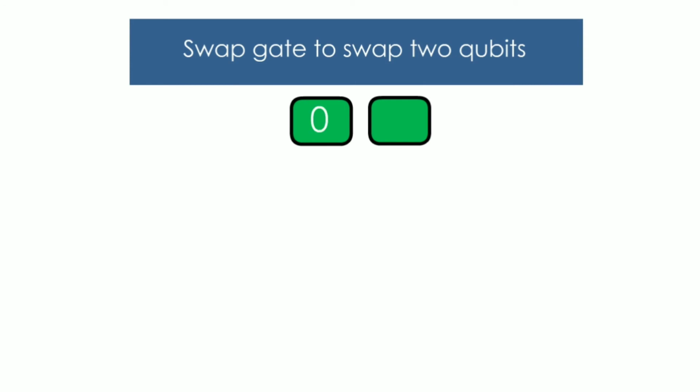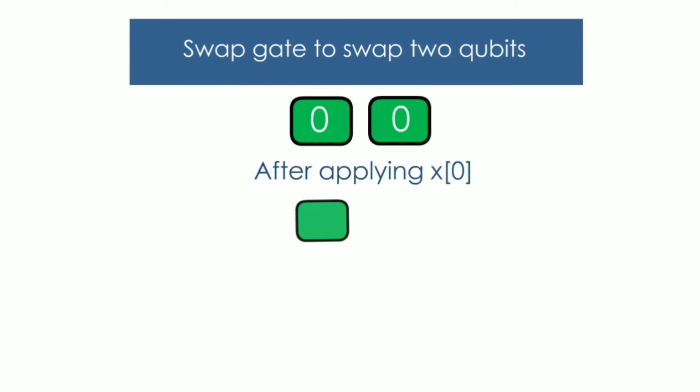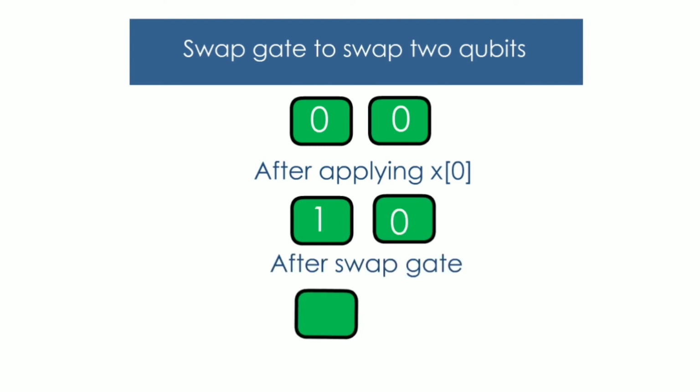Now let us see how we got the output. Initially the qubits were 0 0. After applying the X0 gate, the 0th qubit turned to 1, and after applying the swap gate, the qubits swapped with each other. Initially it was 1 0, and after applying the swap gate, the output was 0 and 1.